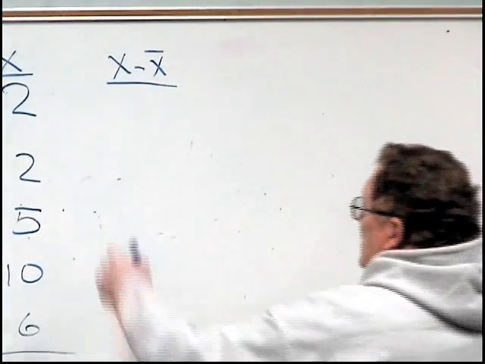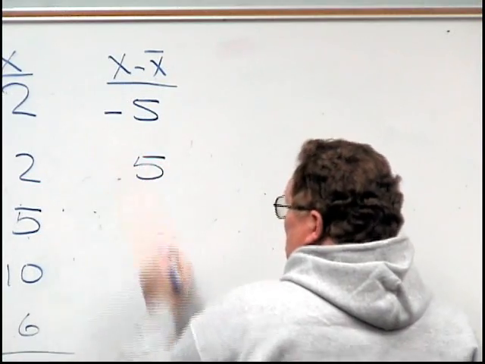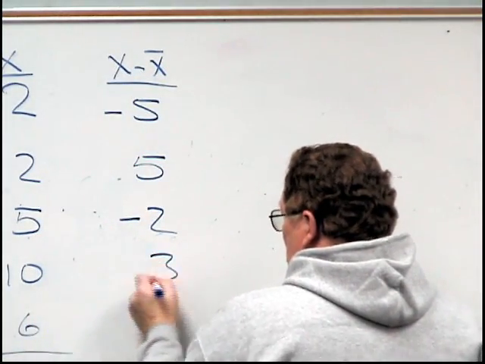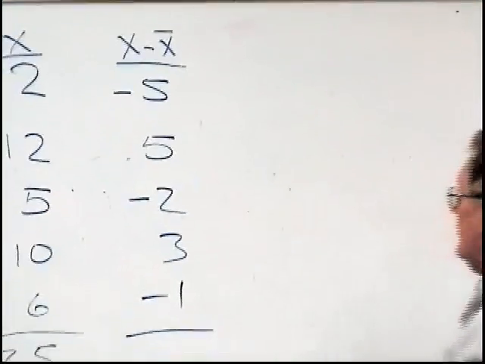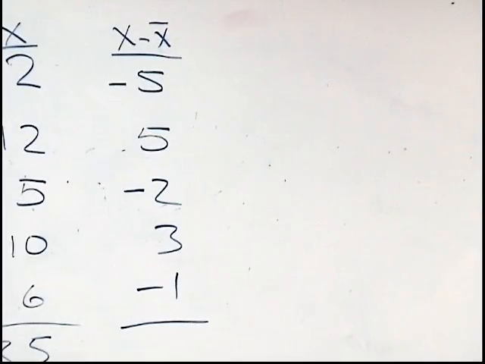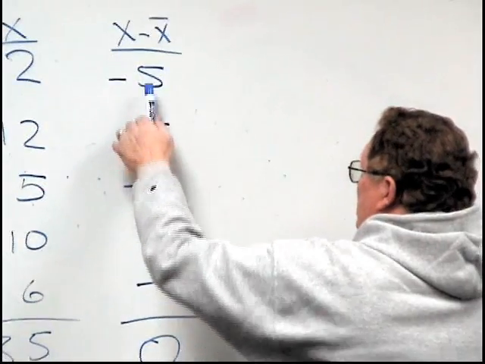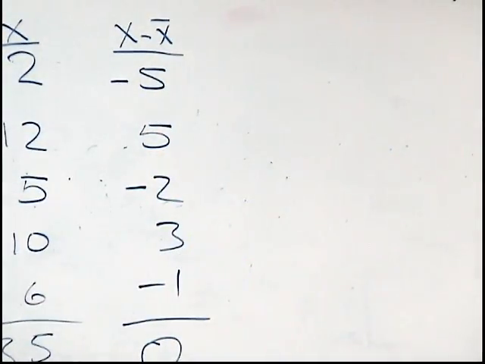So what do we have? 2 minus 7, negative 5. 12 minus 7, plus 5. 5 minus 7, negative 2. 10 minus 7, plus 3. And 6 minus 7, negative 1. Your deviations, just as a check, should always add up to 0. The negatives are 5, 7, 8, and the positives are 5 and 3 is 8. Add up to 0. What's the next step in finding the variance?